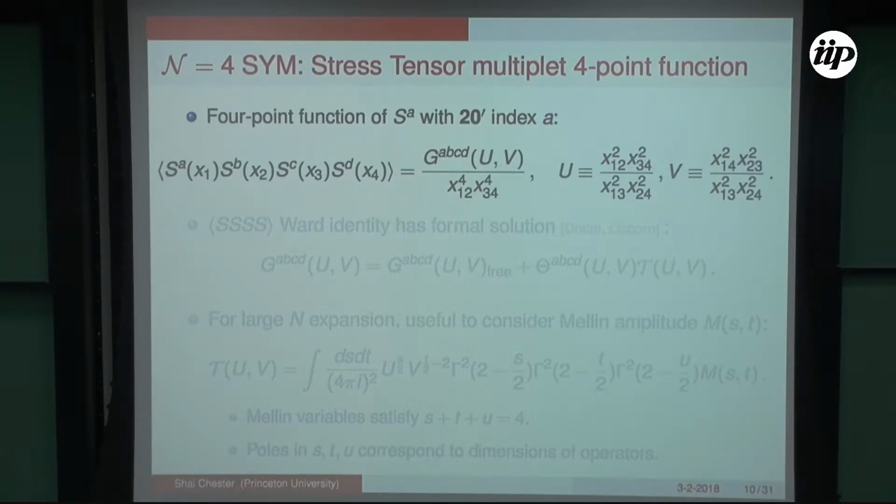Okay, so now let's go into more detail. So we're going to be studying the 4-point function of the 20' operator, which was discussed today already. Just based on conformal symmetry, you can write it as a function of u and v, where you factor out these powers. These are the usual conformal cross ratios.